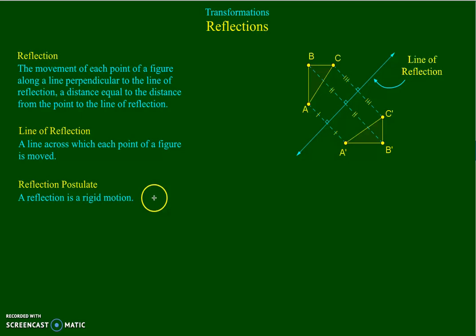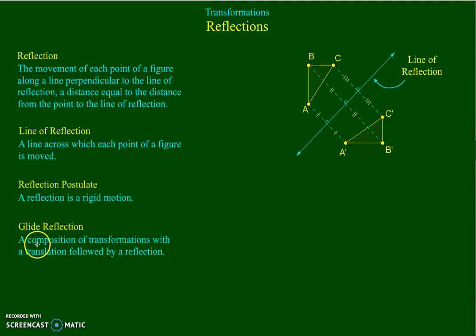So the reflection postulate says a reflection is a rigid motion. Now, if we were to combine what we've talked about in the past, a translation, with a reflection, we would have what's known as a glide reflection. And a glide reflection is a composition of transformations with a translation followed by a reflection. So the glide is the translation and reflection at the end.